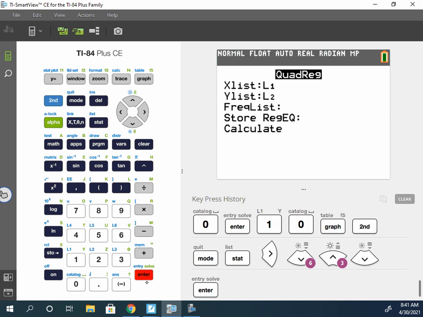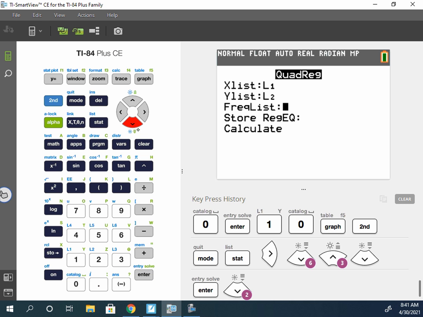We have this screen, so those of you who do have your calculator should have this screen up. What this is telling us is L1, so the x values we put into L1, it's telling the calculator all these values in L1 are the x values for this function. Y list, L2, so all the values in L2 are the y values for this function. So it's saying these are the points.